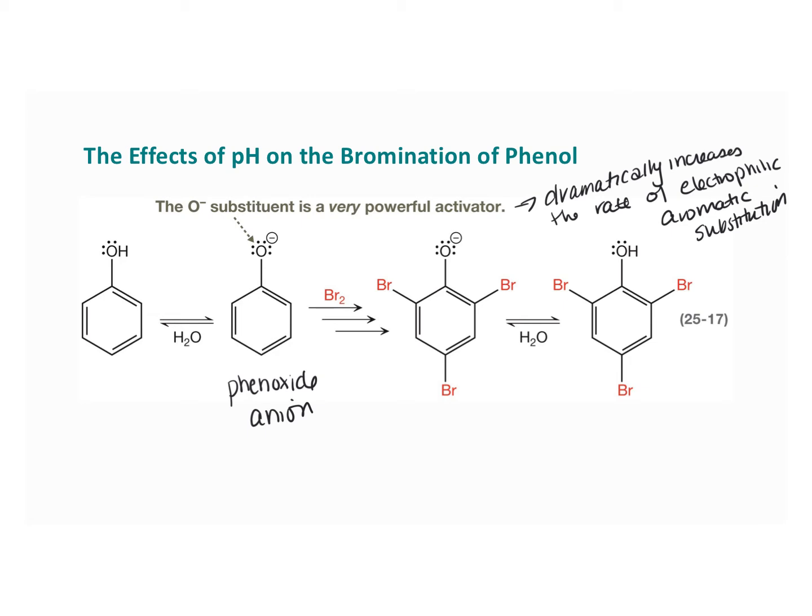So basically, in summary, if this is present, it's going to be super fast and we're going to brominate everything. If you put in an acid, it keeps the equilibrium here. That's a much slower rate. Only one bromination happens.